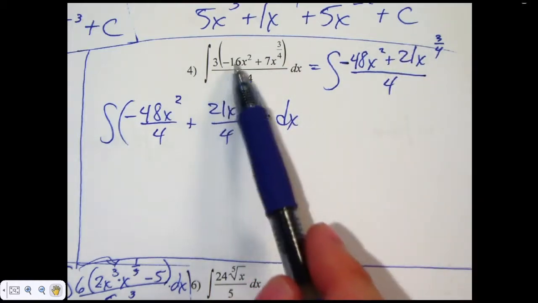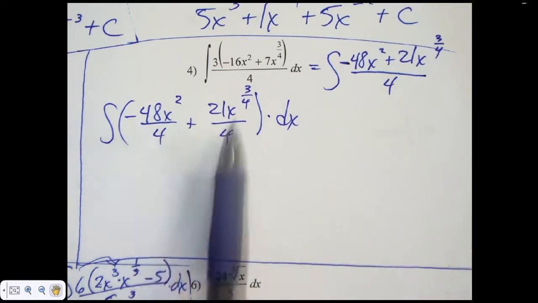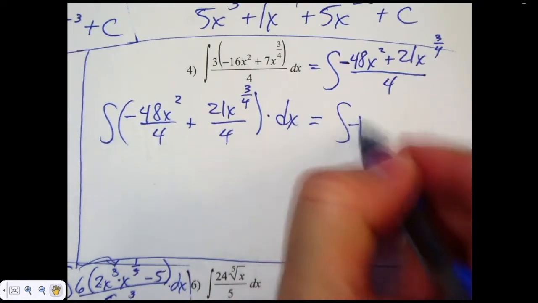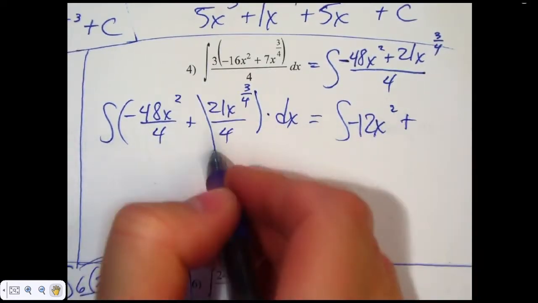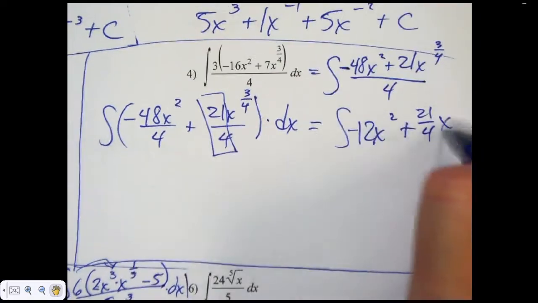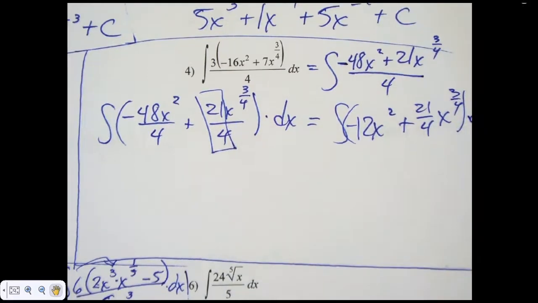Distribute the 3, so I get negative 48x squared plus 21x to the 3/4. Then I'm separating, putting them both over 4. So this becomes negative 12x squared here. And then the 21 over 4, you're just stuck with it, so just locked in there, 21 over 4, x to the 3/4. That's all times 2x.